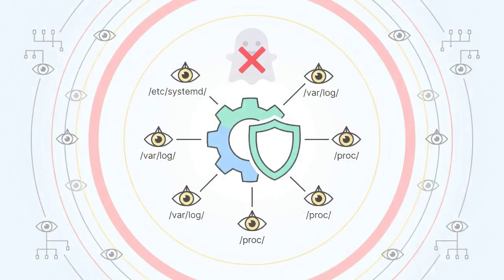Path units do not depend on inotify daemons like incron or inotifywait wrappers. Systemd maintains its own internal file monitoring through inotify watches managed directly by the PID 1 process. There is no third-party watcher to install, supervise, or debug.